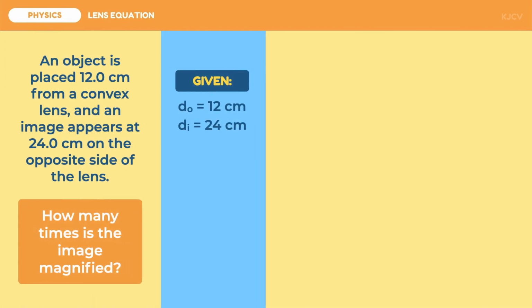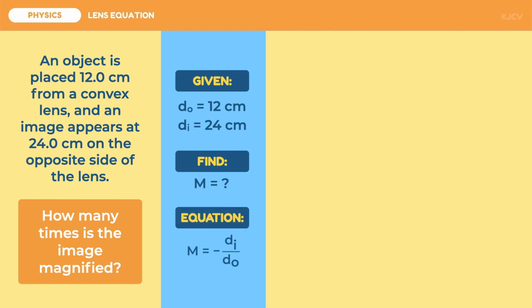Here we are going to solve for how many times the image is magnified. This means that the magnification, or M, is unknown. Thus, we are going to use the magnification equation in terms of the negative distance ratio. We use this equation because we do not have a value for the object and image heights. We only have the object and image distances.